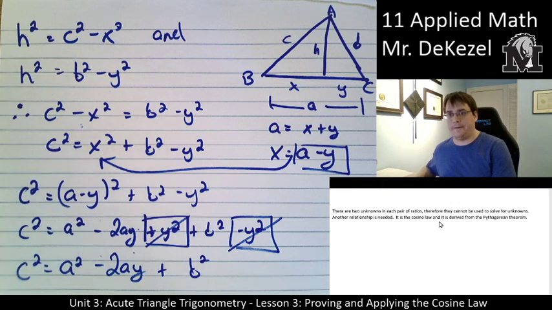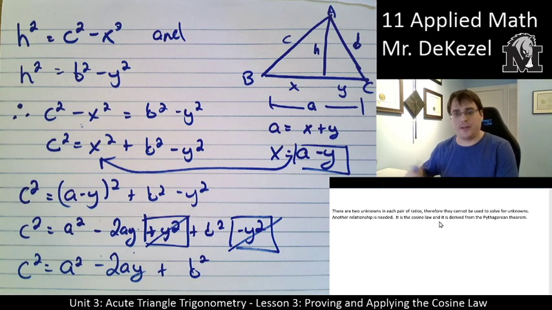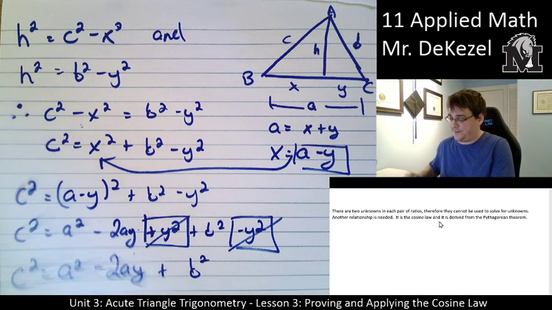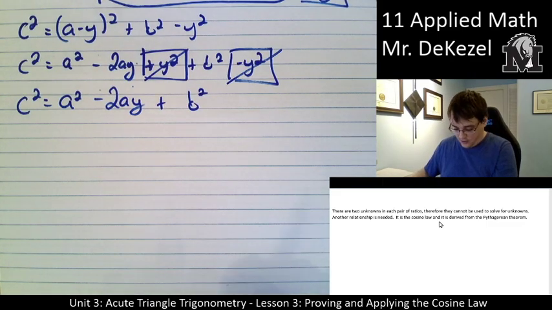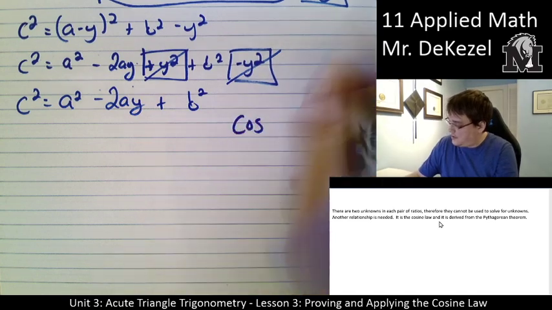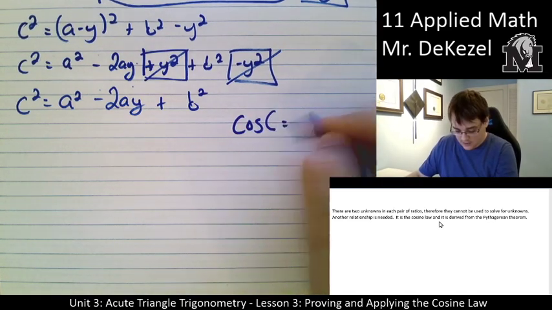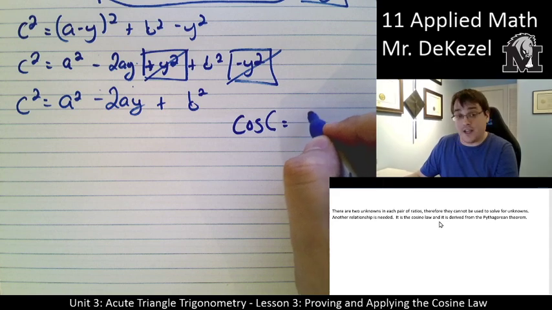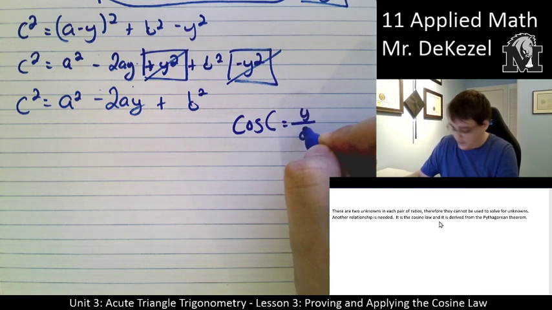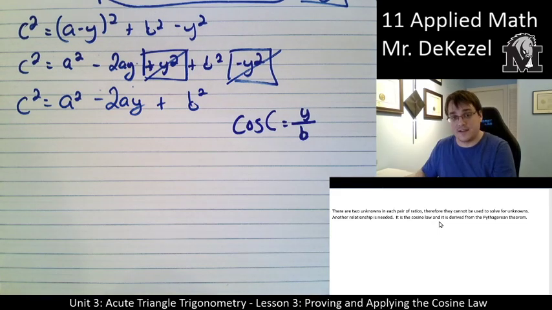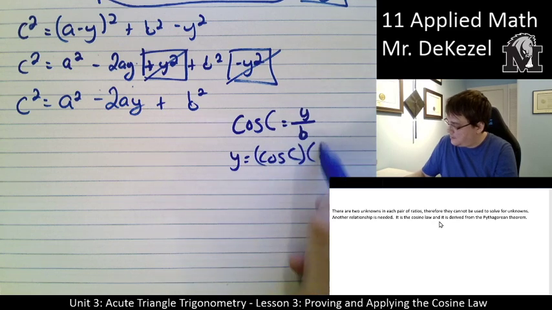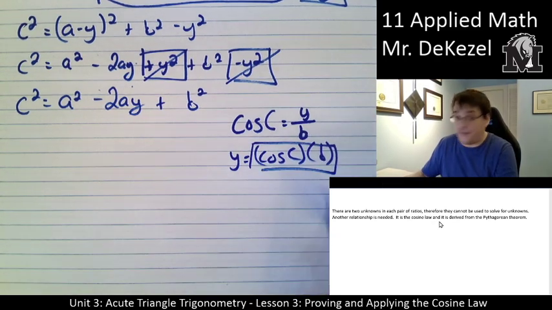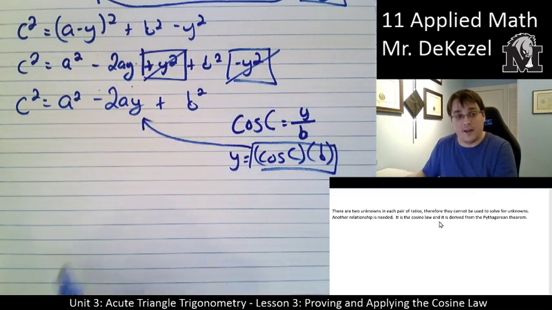It is going to be a trigonometric ratio expression. It's going to be a cos expression, hence the cosine law. So we know that the cos of angle C is equal to adjacent over hypotenuse, which is y over b in this case. I can rearrange this for y. y is equal to cosine of C times b. And now I can plug this into here.